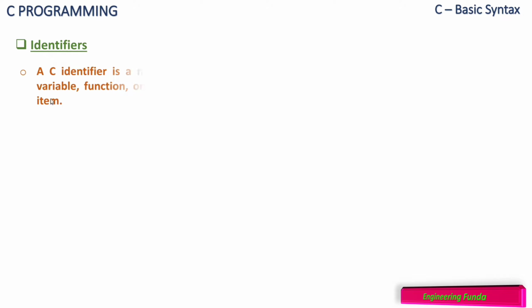Identifiers. A C identifier is a name used to identify a variable, a function, or any other user-defined item. Because in a C program, we can declare a variable, we can define our own function, or even there are built-in functions, and we can have some user-defined items that we will see later. All of these are identified by an identifier.